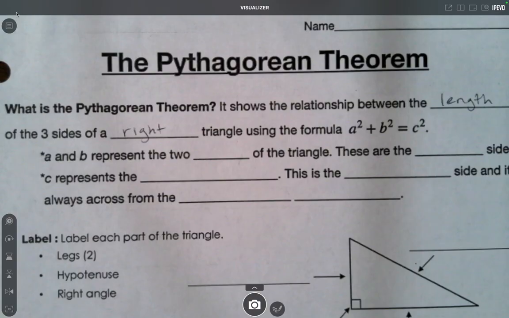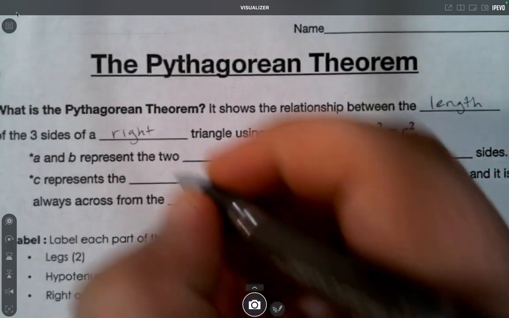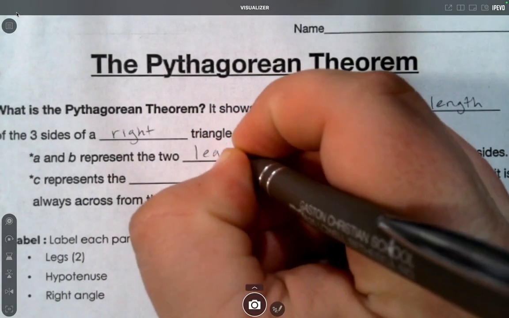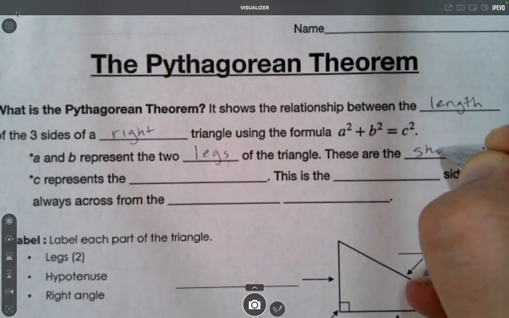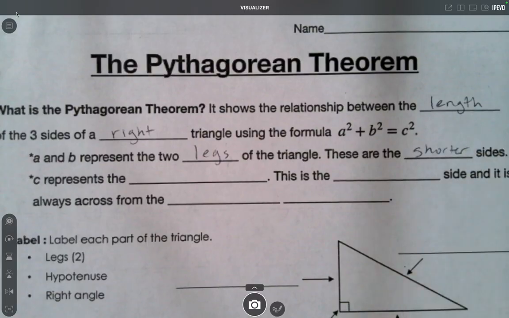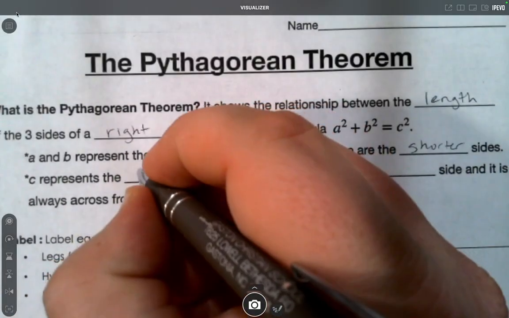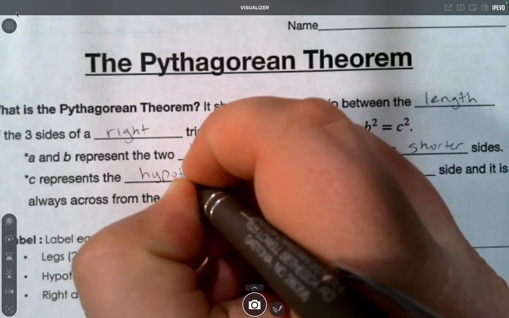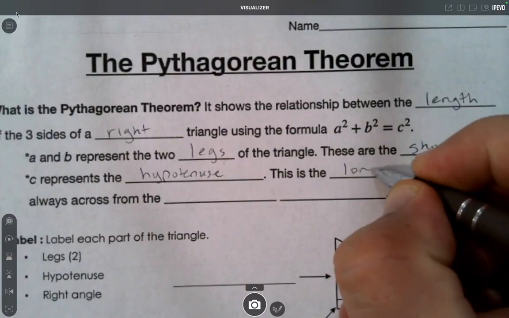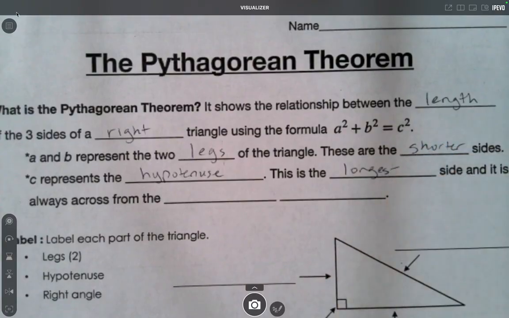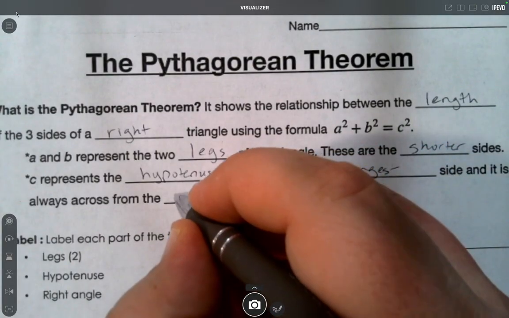The formula is fairly easy to remember. A squared plus b squared equals c squared. Now, a and b represent the two legs of the triangle. These are the shorter two sides. C represents the hypotenuse. This is the longest side, and it is always the side directly across from the right angle.